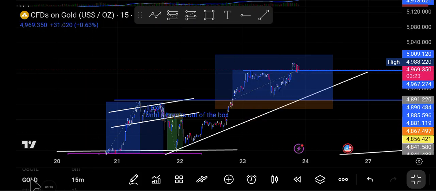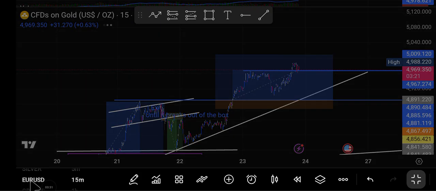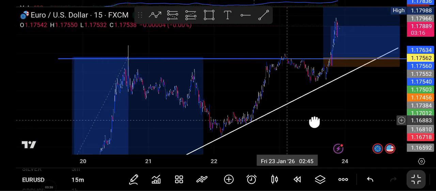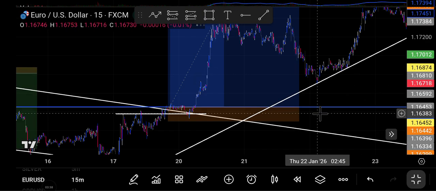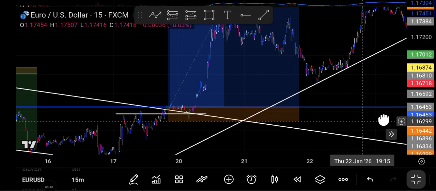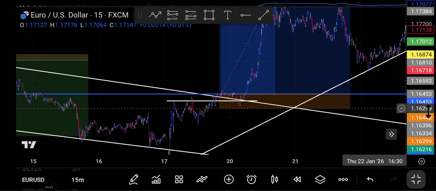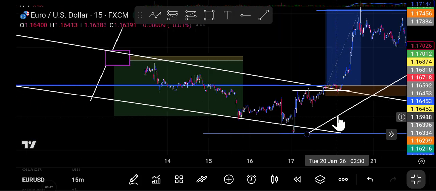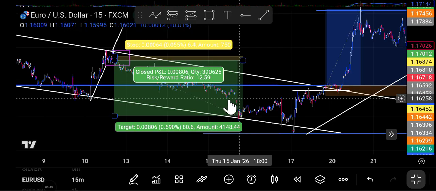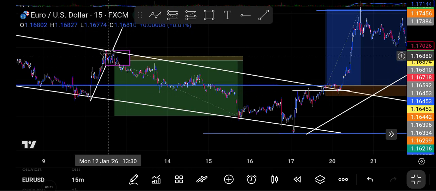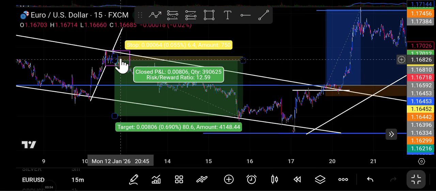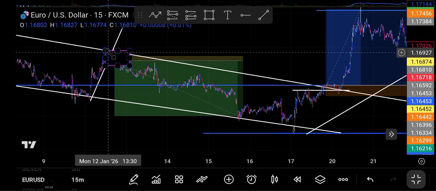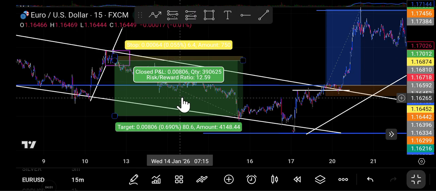So let's go to Euro USD. I took a trade on Euro USD also. Let me show you how we do it big. Okay, as you can see on Euro USD, we are still winning. Obviously, winning. So we took this due to this channel. After it hit this trend line, we took a sell.